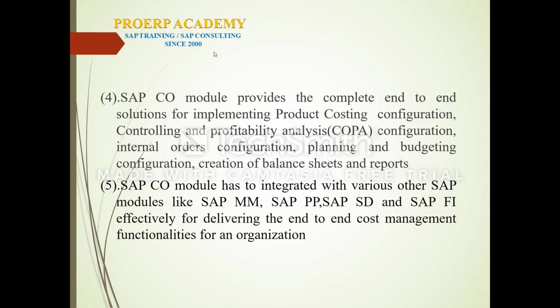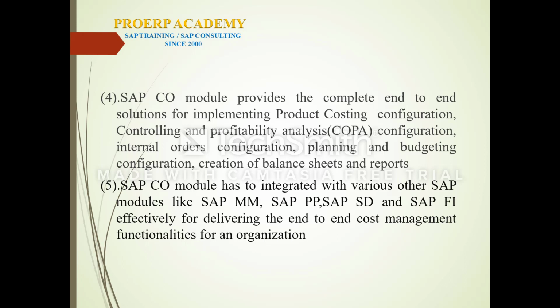Product costing configuration means the cost involved in manufacturing a product. That means it involves the core applications of SAP: SAP Material Management, SAP Sales and Distribution, SAP Production Planning, SAP Controlling Module, and SAP FI Module. These five applications are mandatory for creating the product costing implementation.